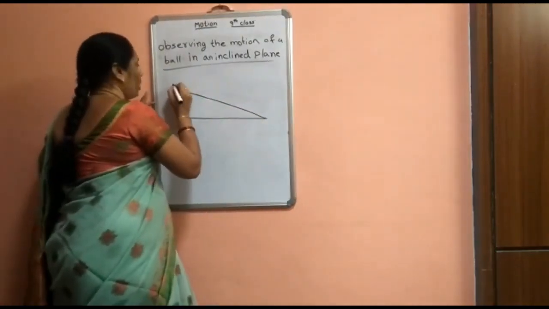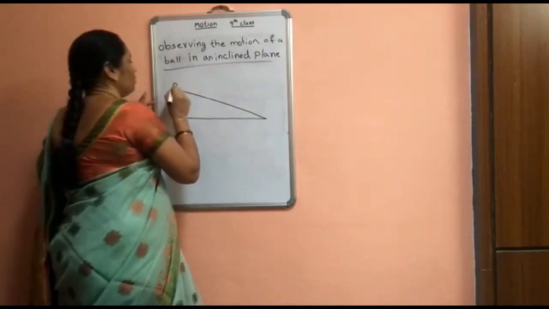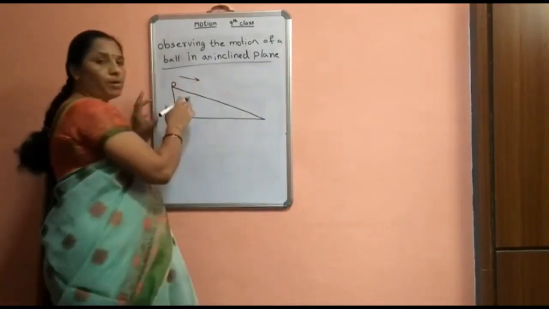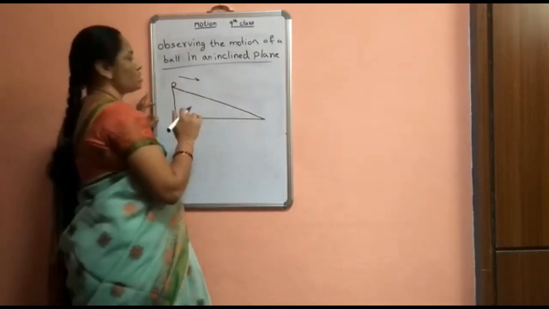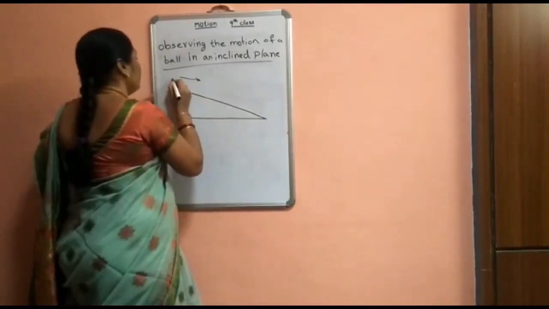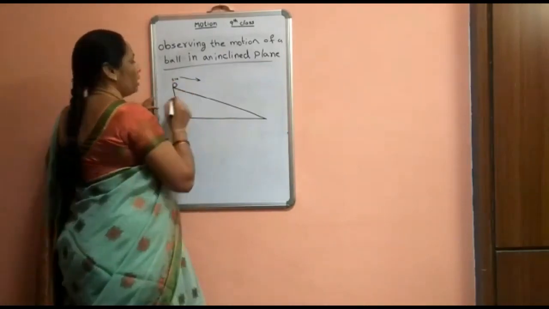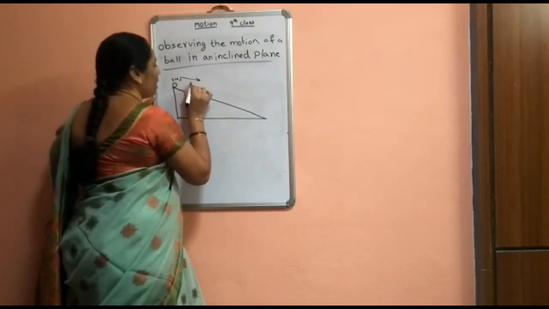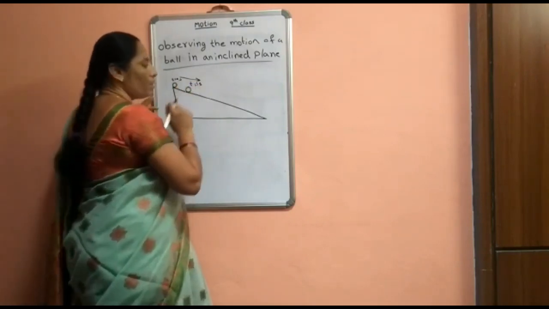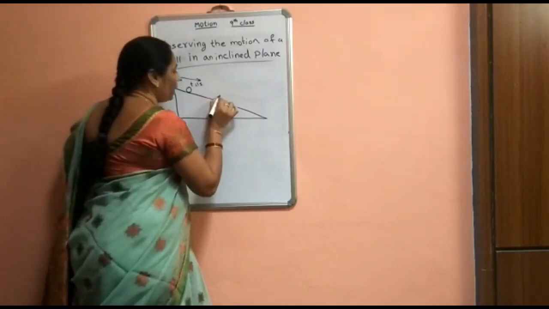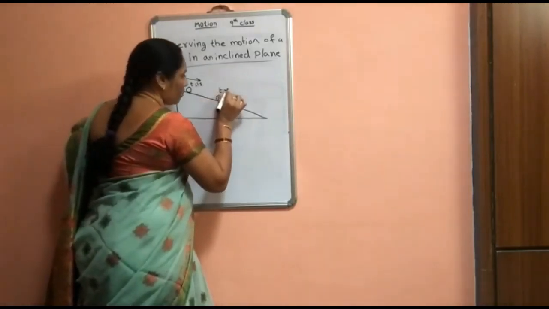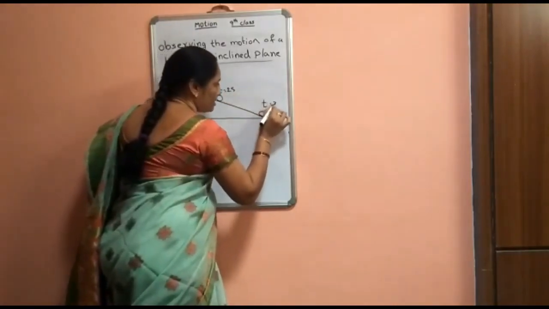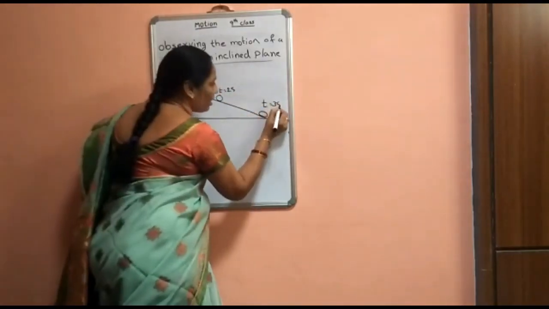A ball is moving from upwards to downwards. When t is equal to 0 seconds, the ball is here. When t is equal to 1 second, the ball is here. When t is equal to 2 seconds, the ball is here. When t is equal to 3 seconds, the ball is here.